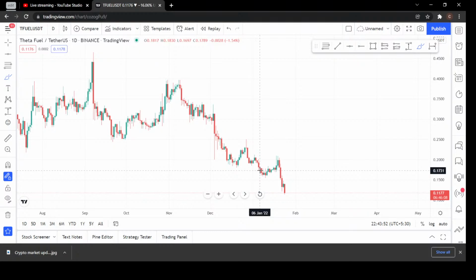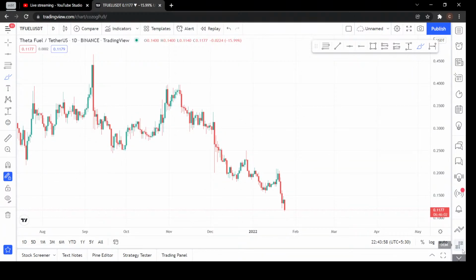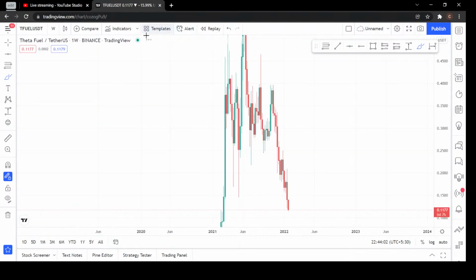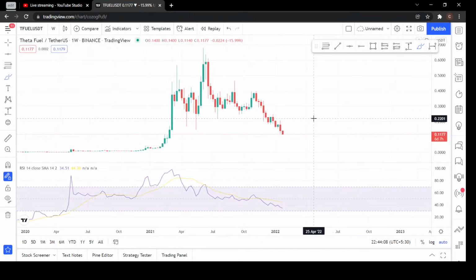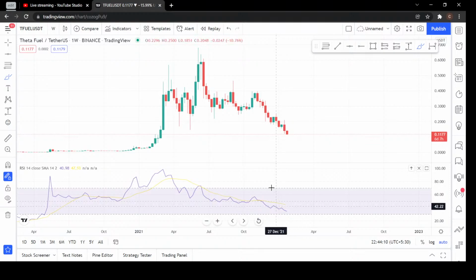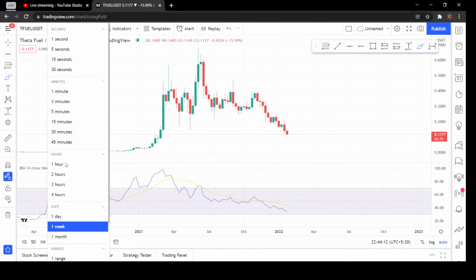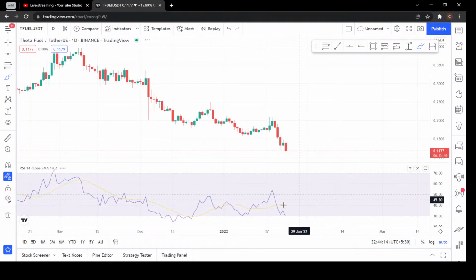Just a minute, I'm going to start analyzing T-Fuel right now. So let's go to weekly. Let's open RSI here. It might show you some things, but we are creating lows on RSI. We are creating lows on this. Nothing different. We go to daily. You see there are lows. You see here, right here, there is a divergence.